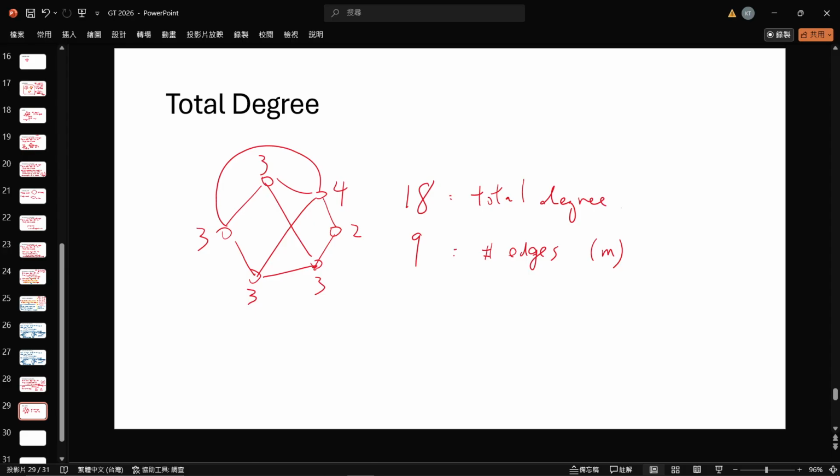Yeah, so there are 2 ways of counting the total degree. First, you can consider every vertex, compute their degrees, and compute the sum. That's one way. Another way is not to consider every vertex one by one. Instead, you consider every edge. When you consider this edge, it contributes 2 degrees: 1 degree here and 1 degree here. Similarly, this edge contributes 2 degrees in the total degree. So every edge contributes 2 degrees. So the total degree is just twice the number of edges.